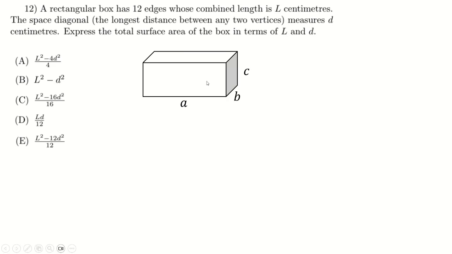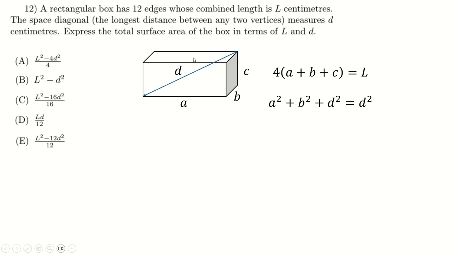12, let's just draw a picture, sides A, B, and C. 12 edges, of course, means combined length is 4 lots of A because there's 4 of them, and 4 lots of C and 4 lots of B. So that's L. And then the diagonal, you can just do triple Pythagoras. It's A squared plus B squared plus C squared is D squared.